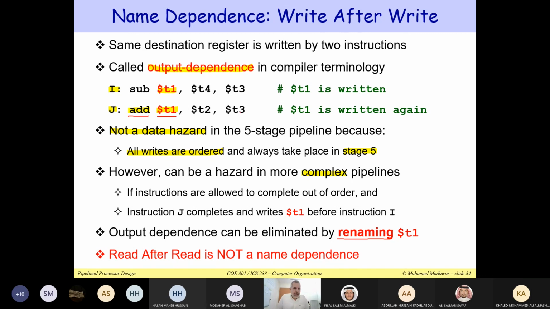Now, how about read after read? Notice that here, for example, instruction I is reading T3 and instruction J is also reading T3. What do you think? It's not modified. There is no problem here, because we are not writing. Exactly. So read after read, as it says at the bottom here, is not a name dependence, because we are not really writing. Read them in any order that you want.